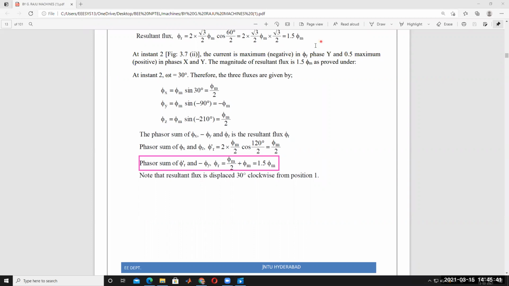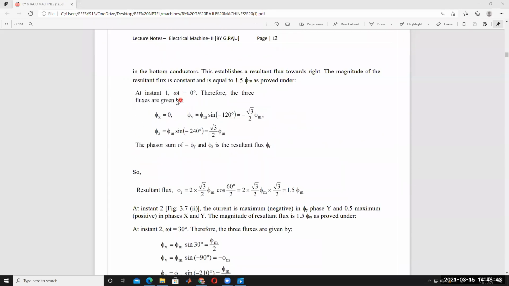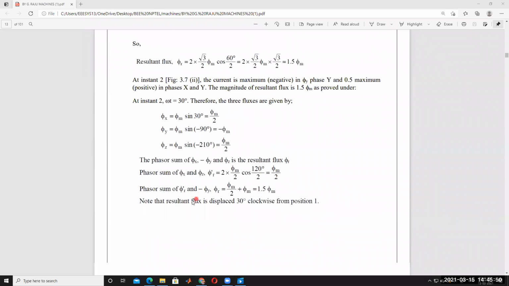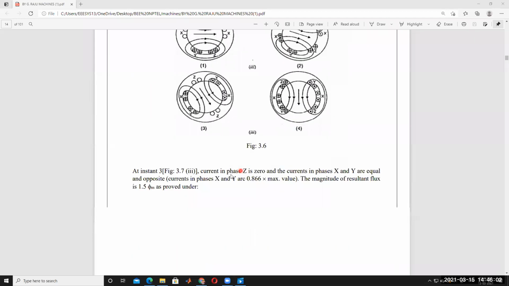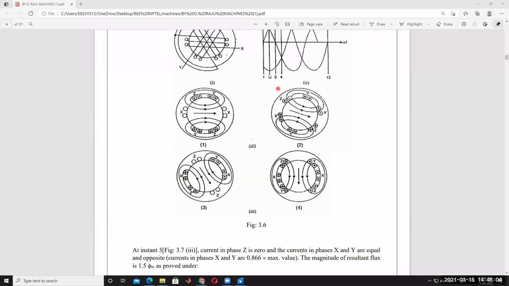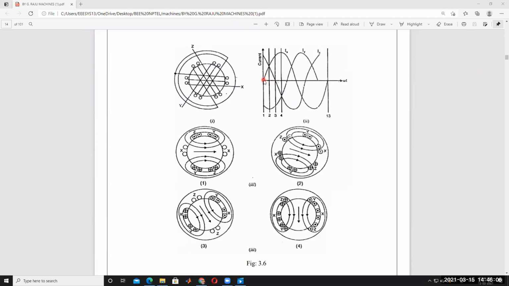That means at omega t equal to 0, at this instant, the resultant flux is nothing but 1.5 times phi m. Understood? At omega t equal to 30 degrees, the resultant flux phi r is also 1.5 times phi m. But the direction of the resultant flux is different. Here, the resultant flux direction at omega t equal to 0, at the first instant.